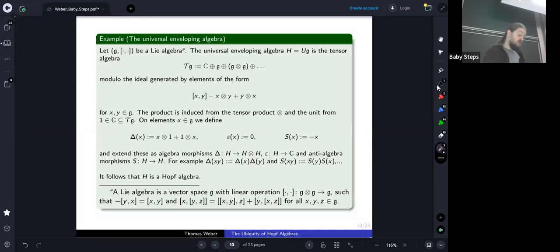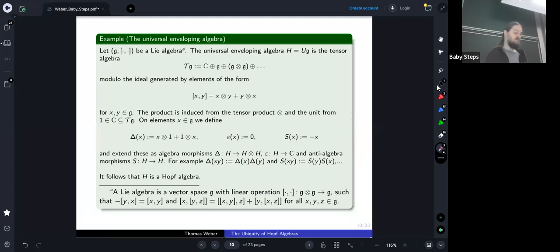Even more, we want to show this is a Hopf algebra. And yes, on elements of the Lie algebra, this is done like this. You take this formula here, which means you see X as a primitive element. This is what people call it. Delta of X is X tensor 1 plus 1 tensor X. Epsilon of it has to be 0, and the antipode is just minus this element.